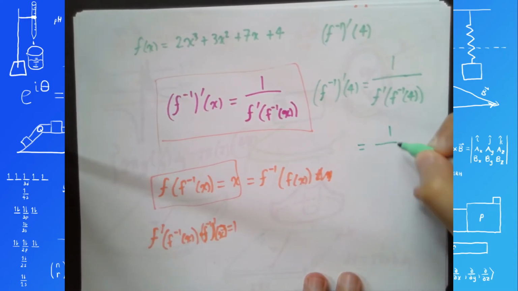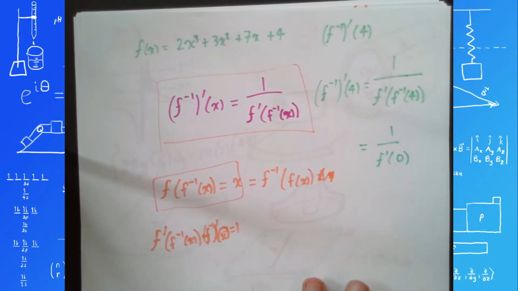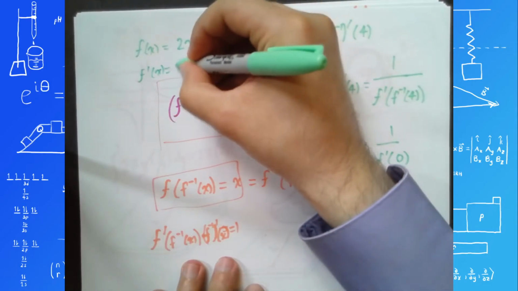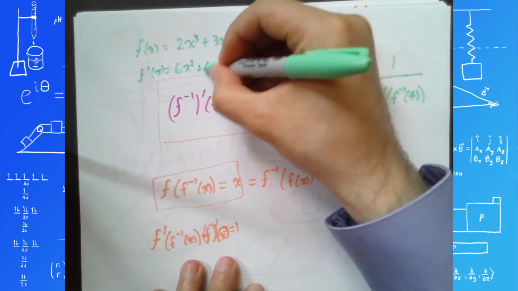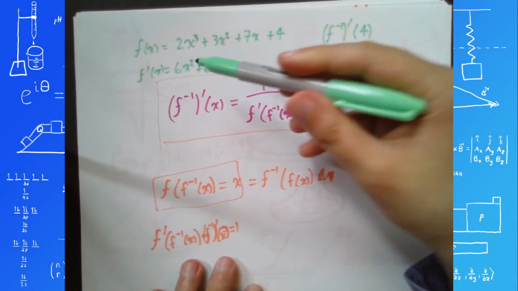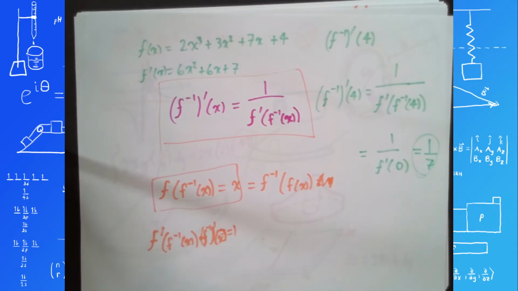So it equals 1 over f prime of 0. f inverse of 4 was 0. So now all we have to do is find f prime. f prime of x is going to be 6x squared plus 6x plus 7. With x being 0, that's just going to give us f prime of 0 equals 7, so that's 1/7. Done. So yeah, do not overthink these problems.